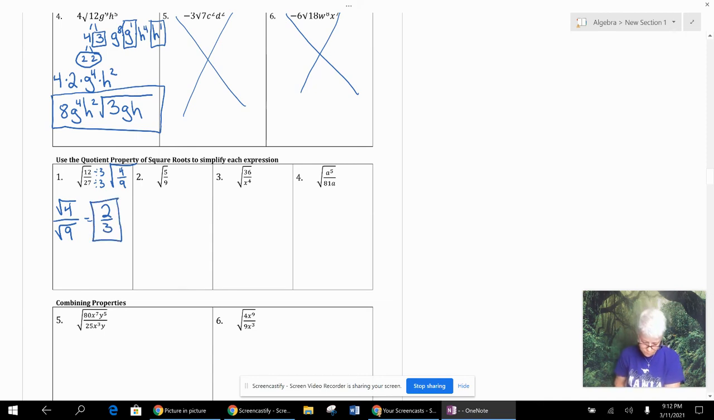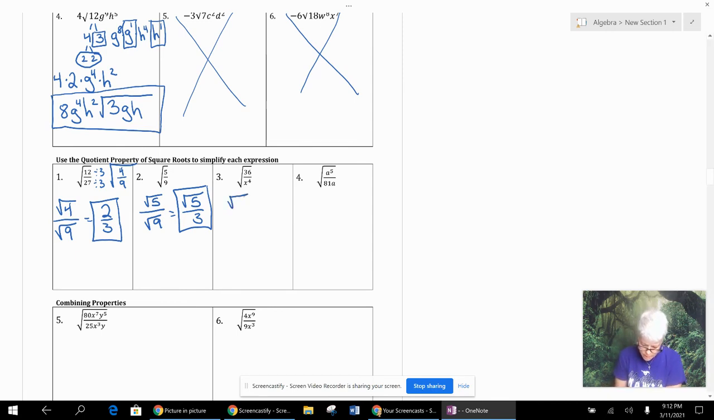Let's go to the next one. 5 and the 9. So I can again break this down. 5 and 9. The 9 is a perfect square, which is great because I don't want to have a radical on the denominator. And I'm done. Perfect.